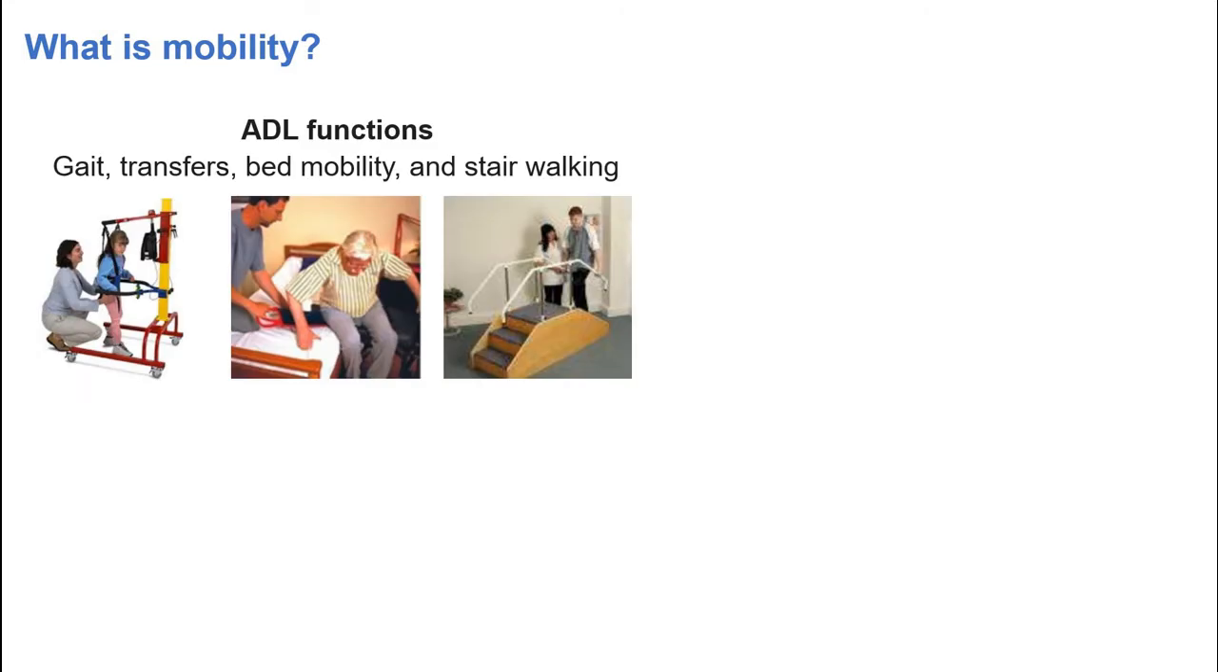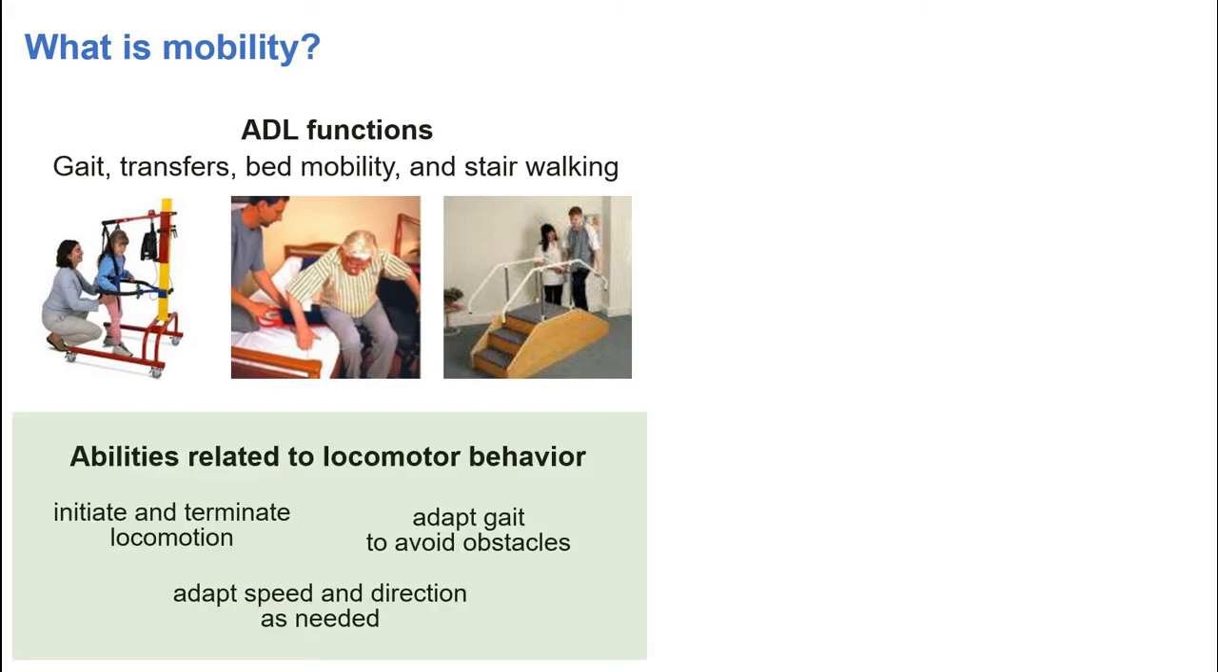So, what is mobility? In the context of understanding the functions that support basic activities of daily living, mobility includes gait, transfers, bed mobility, and stair walking. The concept of mobility also encapsulates various aspects of the control of locomotion, including the ability to initiate and terminate gait, the ability to adapt gait in order to avoid obstacles, and the ability to adapt the speed and direction of locomotion as is needed.